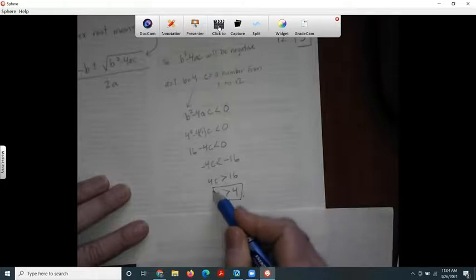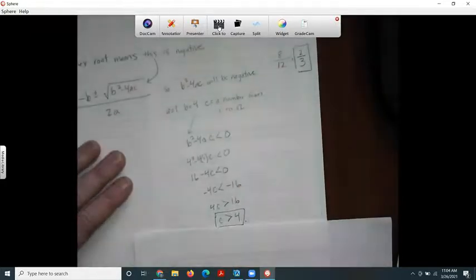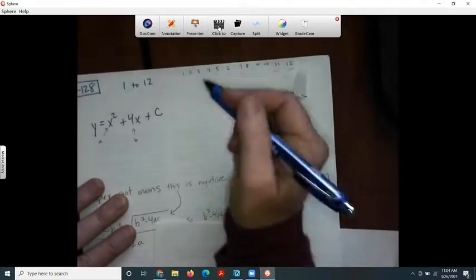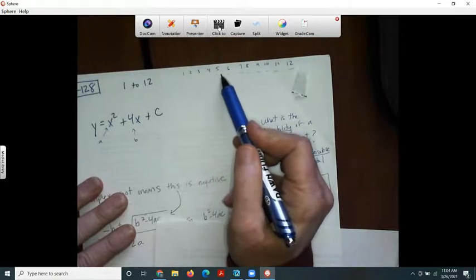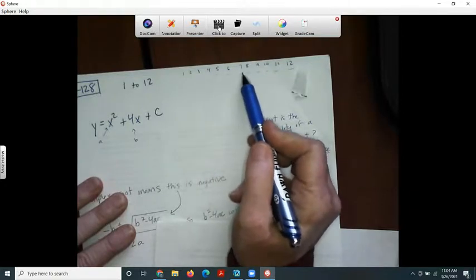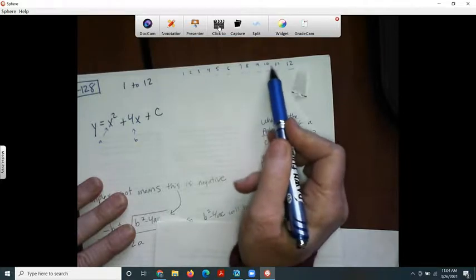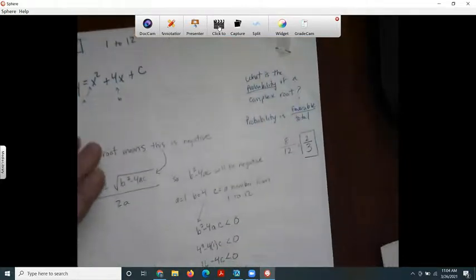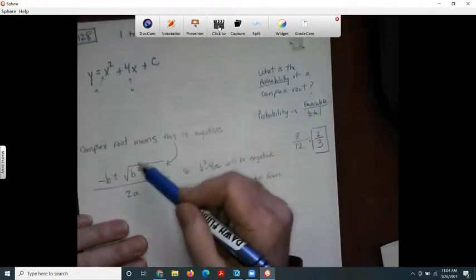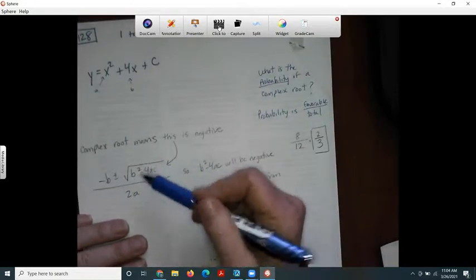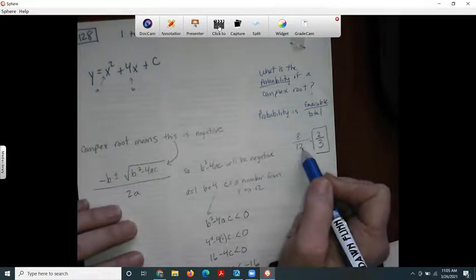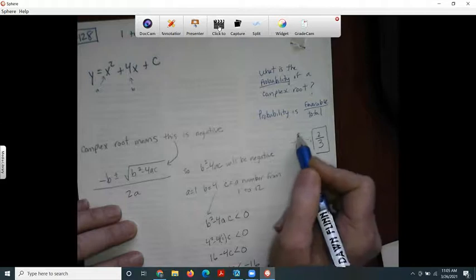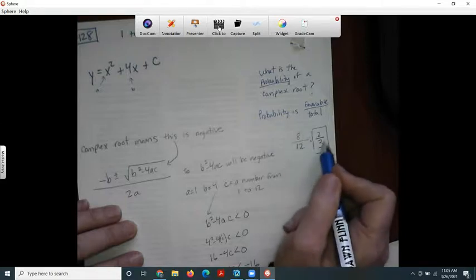So how many of these 12 numbers are greater than 4? Well, that one's not greater than 4, but these ones are. So 1, 2, 3, 4, 5, 6, 7. There's 8 numbers that are greater than 4, which means they're going to give me a negative underneath my square root sign, which means it's going to give me a complex answer. So that's why I wrote 8 over 12. And that reduces, if I divide by 4 on the top and bottom, to 2/3, and that's the answer.